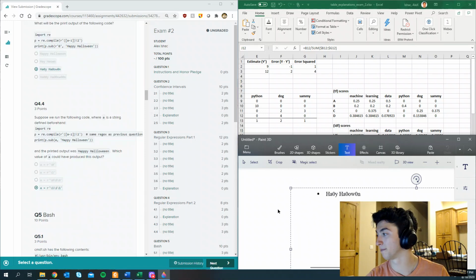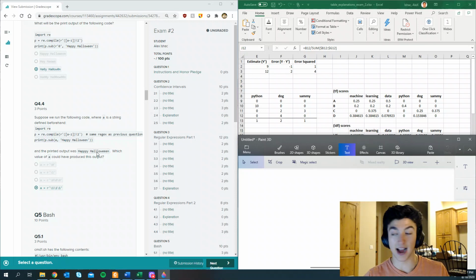4.4 says, suppose we run the following code where A is a string defined beforehand.